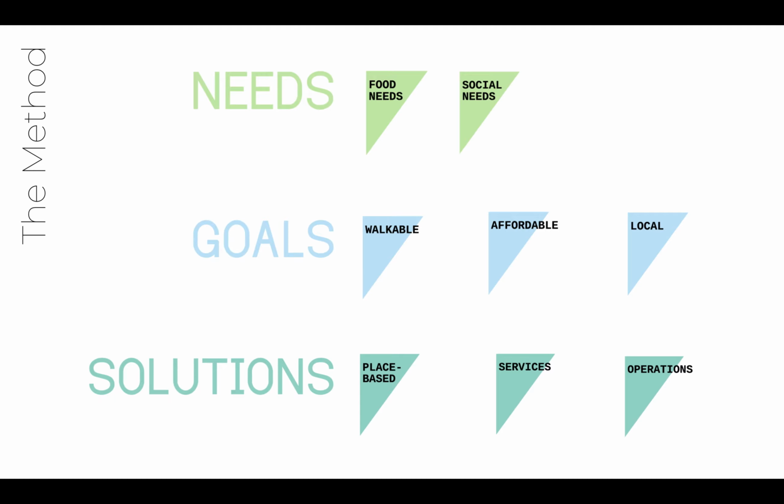The last section is solutions. These solutions should be place-based and community-oriented, so they should really reflect what residents would want and would use. Food is such a personal topic, and it really reflects culture, values, and traditions. So all food access solutions really should be place-based. We think that's really important.